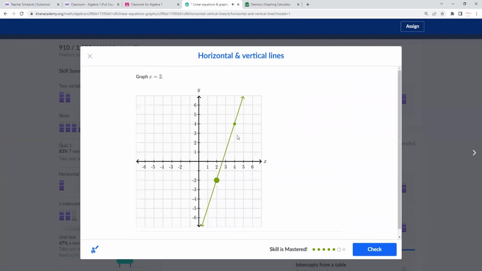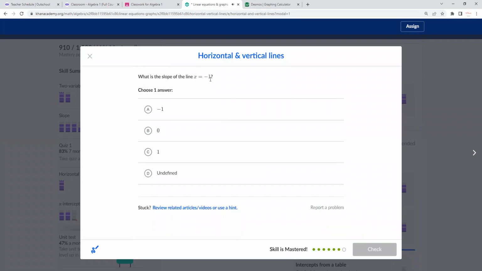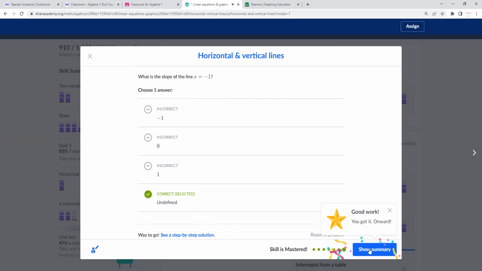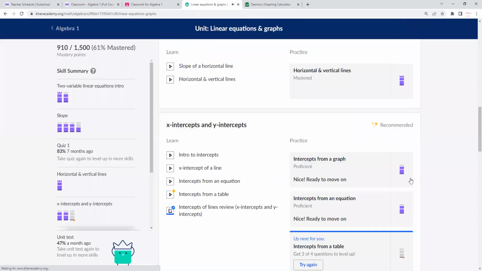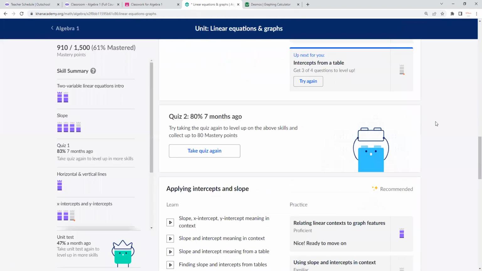Graph x equals 2. There we go. What is the slope of x equals -1? Okay, this is a vertical line. It goes up 1/0. It has an undefined slope. And those should be pretty simple.